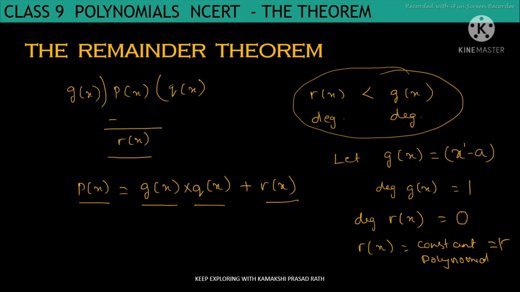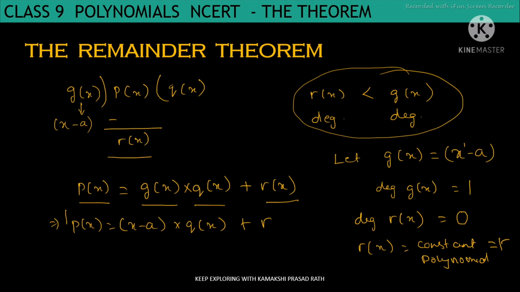So here whenever p of x is divided by g of x, in place of g of x we are using a linear polynomial. Hence the same statement can be written as p of x equals x minus a multiplied by q of x plus r. r of x is nothing but r, that is the constant polynomial, since the degree of r of x is less than the degree of the divisor x minus a. Since x minus a is a linear polynomial, less than linear we have a constant polynomial.